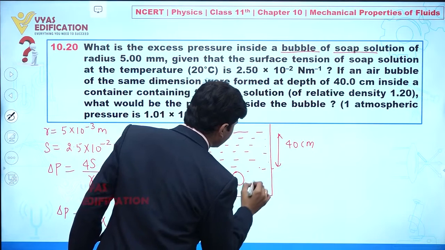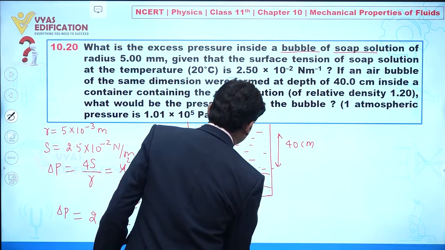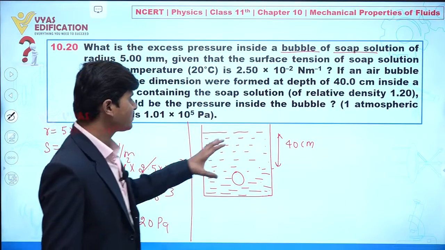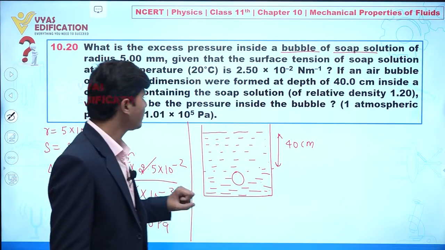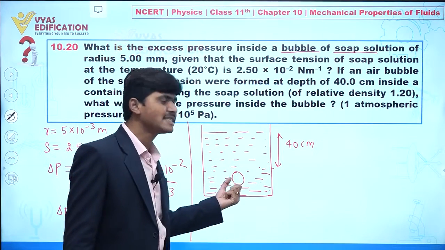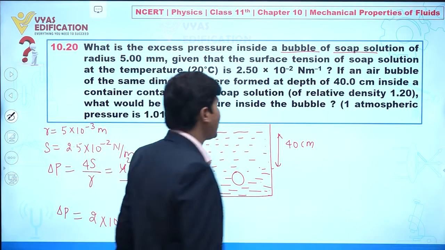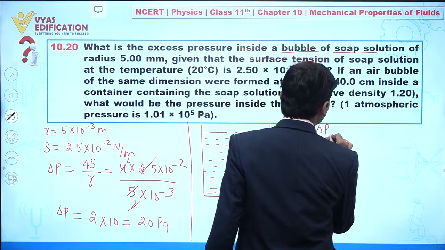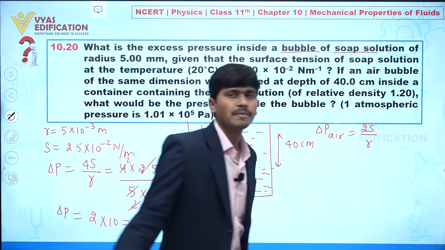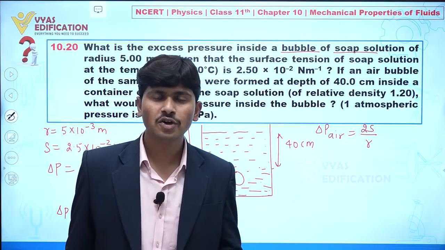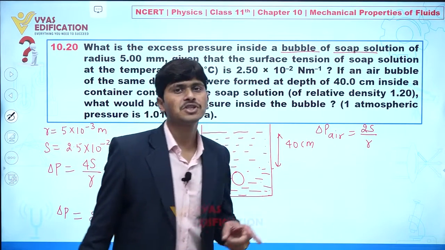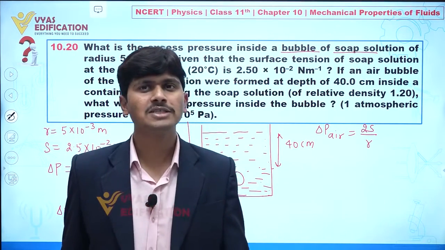So this depth we have is 40 centimeter. Now the important part: can we first find the excess pressure inside this air bubble? Yes, the excess pressure inside this air bubble is given by 2s by r. Always keep in mind that the excess pressure in a liquid drop or in an air bubble is the same, and the excess pressure in a soap bubble is given by 4s by r.